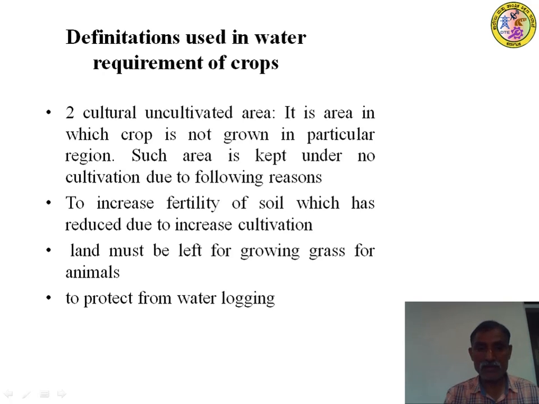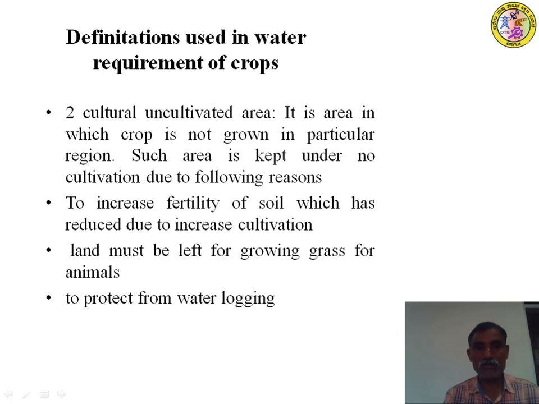The land may be left for growing grass for animals. Even though you are not growing crops for human consumption, you are using the area for growing grass and commercial things. Another reason is to protect from waterlogging, as we discussed. Some of the area is lost due to waterlogging, which you are not going to use for irrigation. That is under uncultivated area.